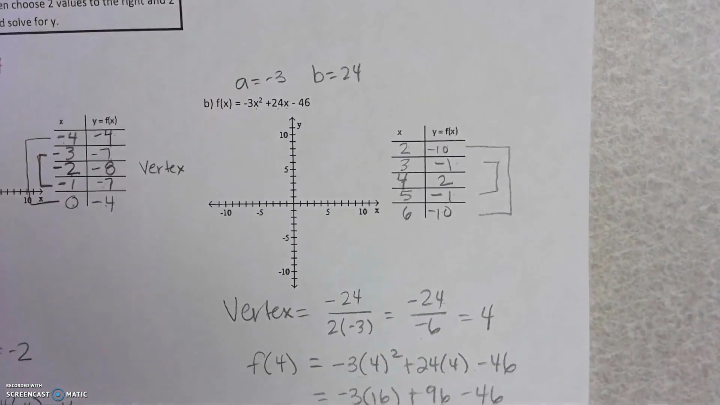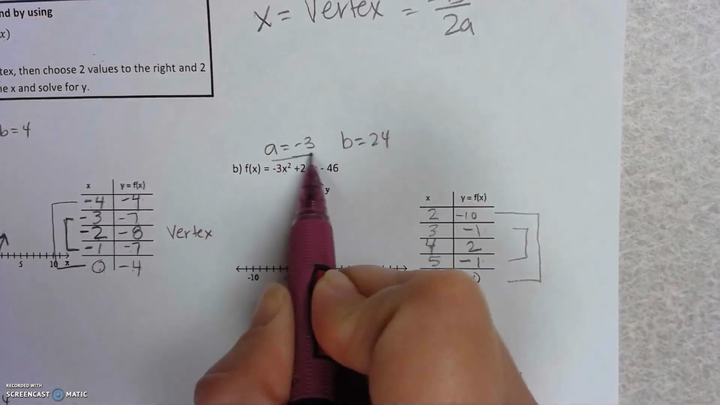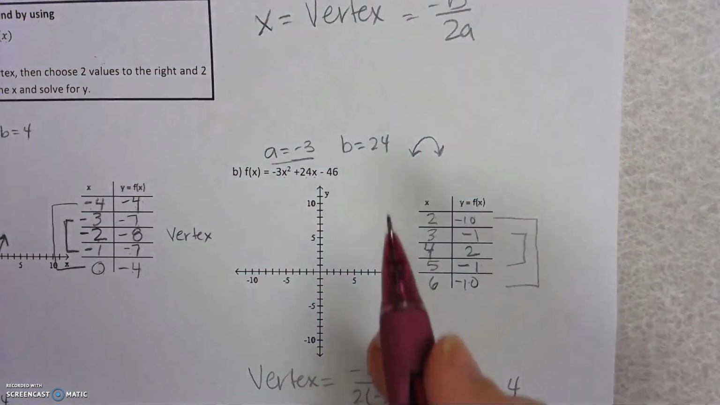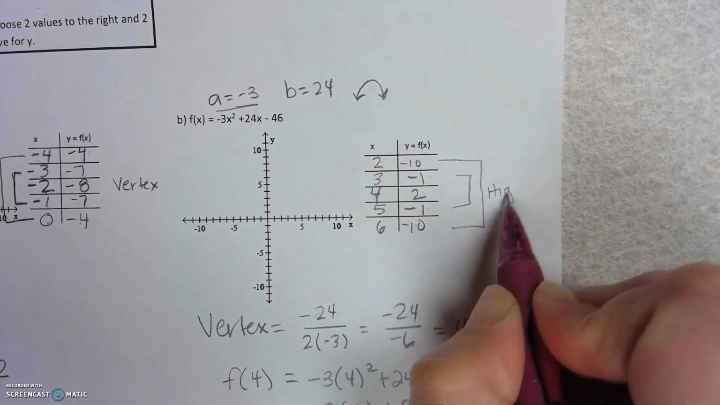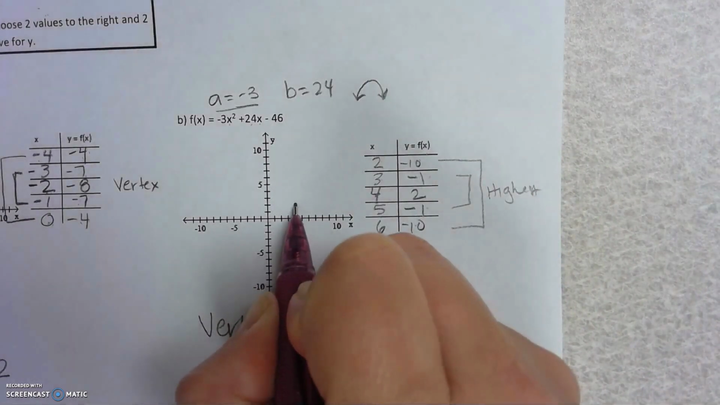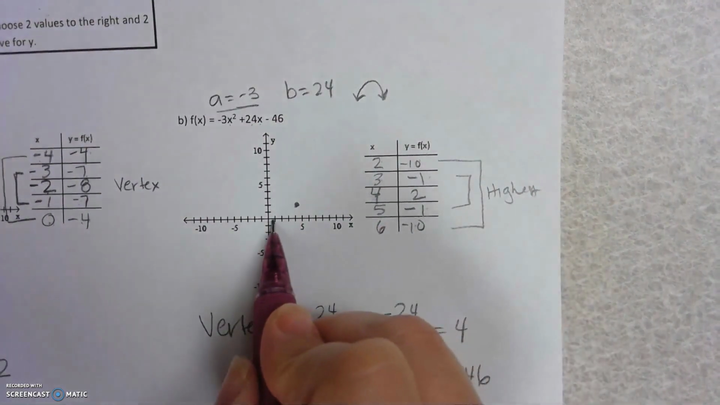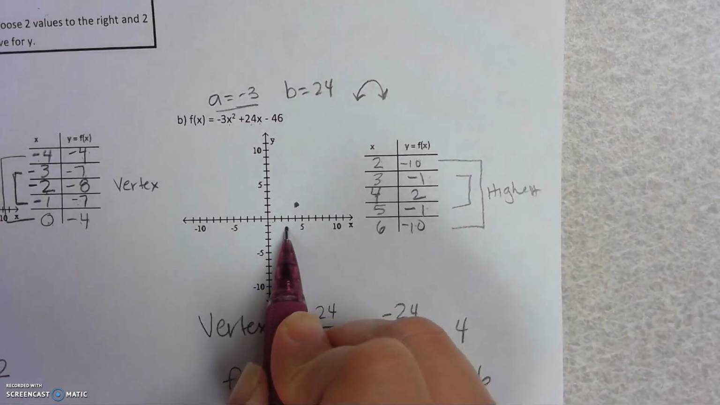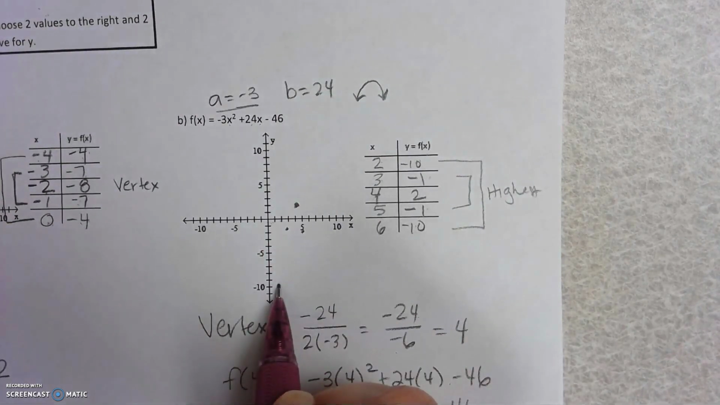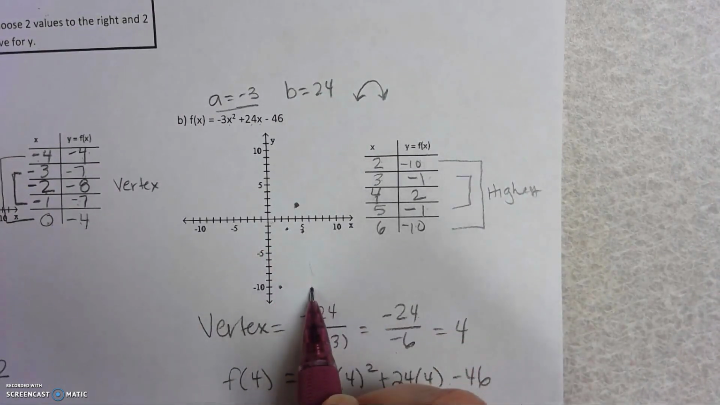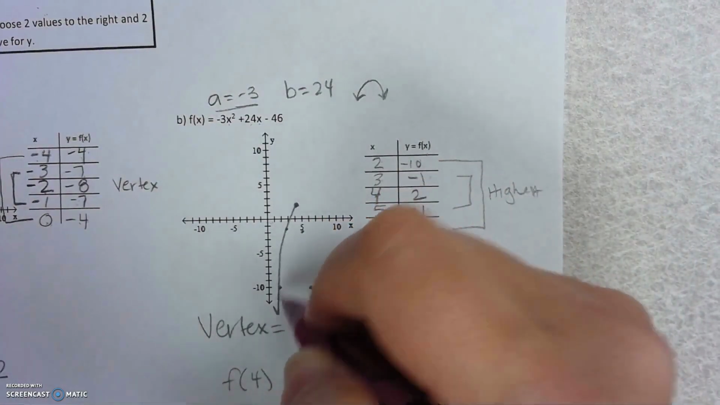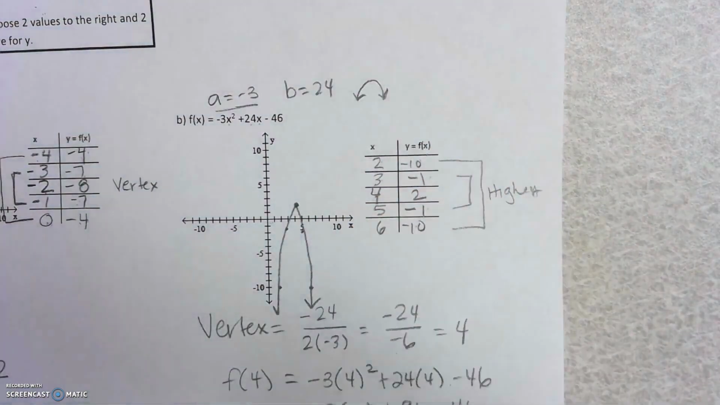Now this time when I look at it, a is negative. That means my graph should be opening down. So that means my vertex should be the highest point on my graph. I'm going to graph it first. I'm going to go right 4 and up 2. Then right 3 and down 1. And right 5 and down 1. Then right 2 and down 10. And right 6 and down 10. And then I'm going to connect my dots. Notice that my parabola is opening down.